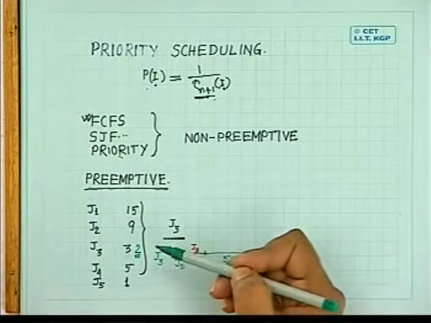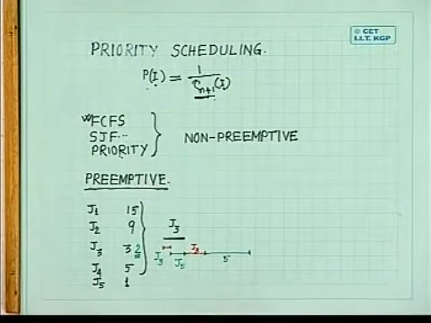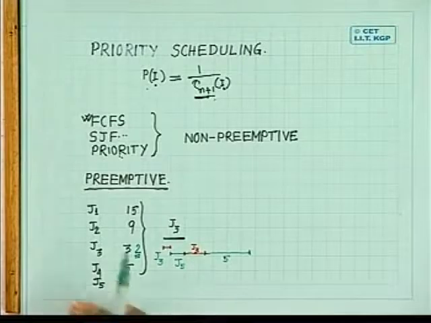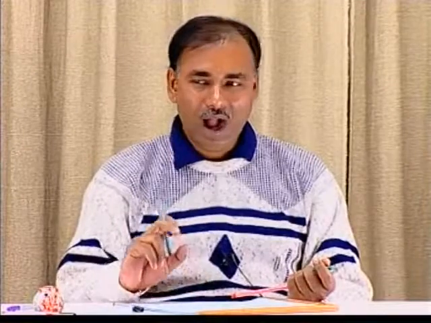Every time a new job arrives in the ready queue, I am checking what is the time left of the job which is currently being executed on the CPU and what is the CPU burst time requirement of the newly arrived job. If I find that the remaining time of the current job is more than the time requirement of the newly arrived job, I will preempt the current job and give the newly arrived job to the CPU for execution.